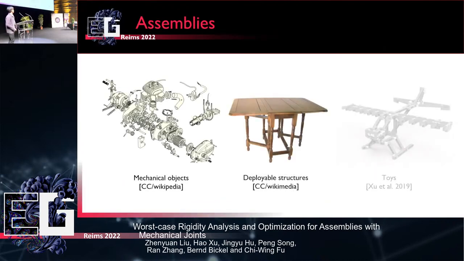Okay, so let's begin with a little bit of introduction of what's going to be at the center of our stage today, which is the assembly structure. Assembly structure is ubiquitous in our daily life, and people are making use of it to build all different kinds of amazing things, from very complicated mechanical objects, like this car engine, or deployable structures like foldable tables, foldable chairs, and toys as well. People can use Lego technique to build an airplane.